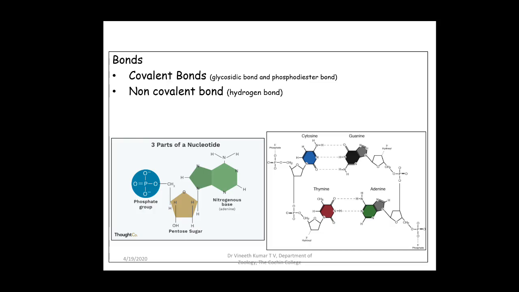So coming to the places where we can see these covalent as well as non-covalent bonds, first we'll discuss the covalent bonds, the glycosidic as well as the phosphodiester bond. The glycosidic bond is found between the nitrogen base, either a pyrimidine or a purine, and the sugar. As we said earlier, the bonding takes place between N9 in the case of purine or N1 in the case of pyrimidine, and the 1' hydroxyl group of the sugar.